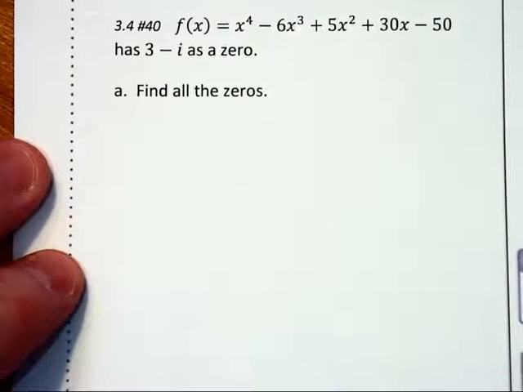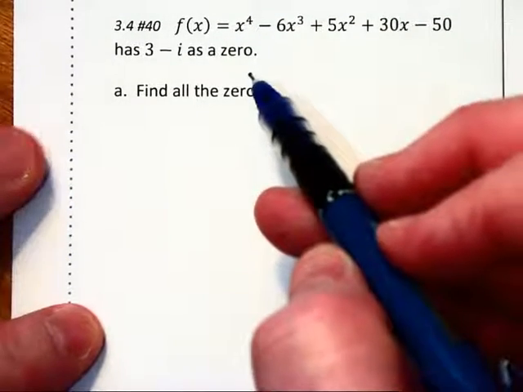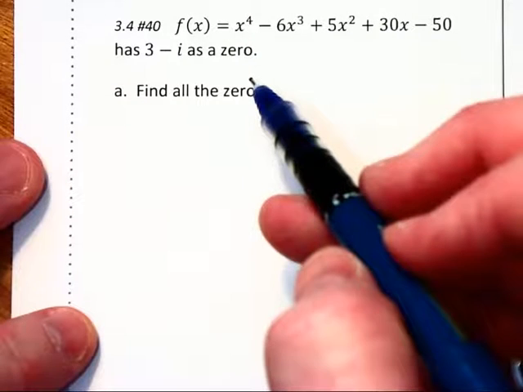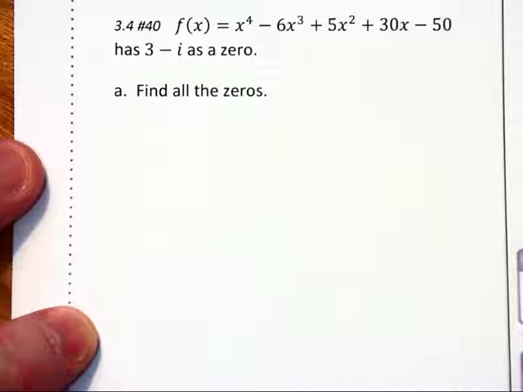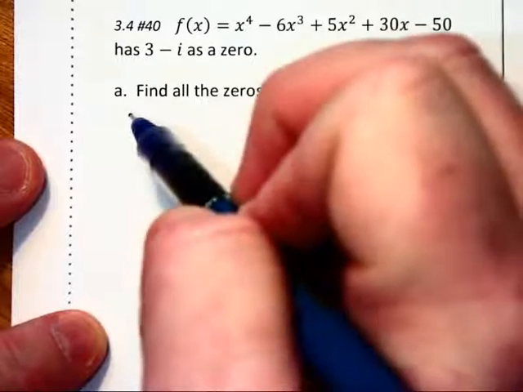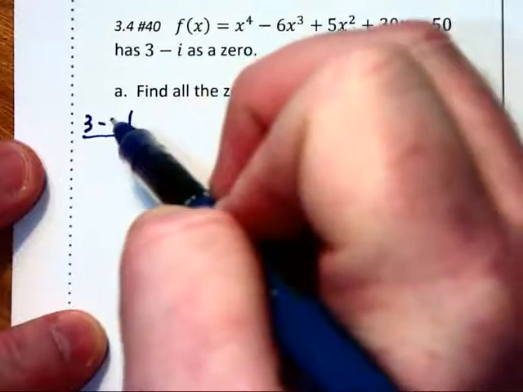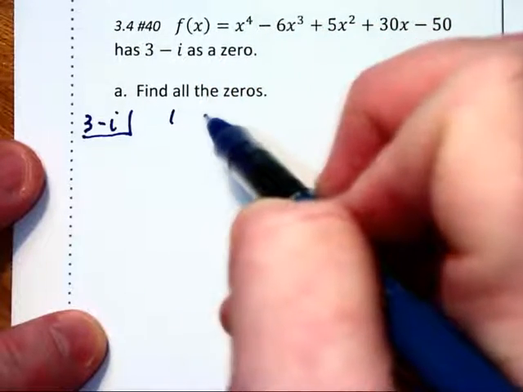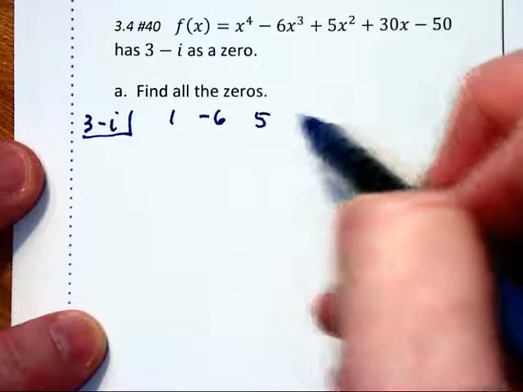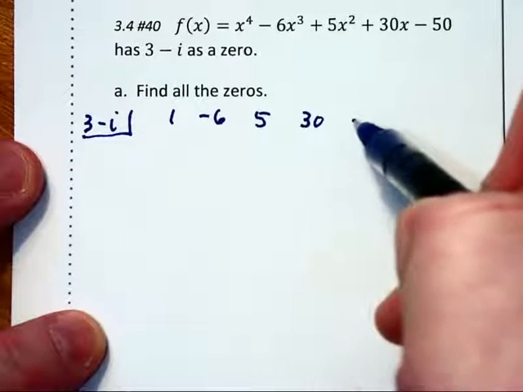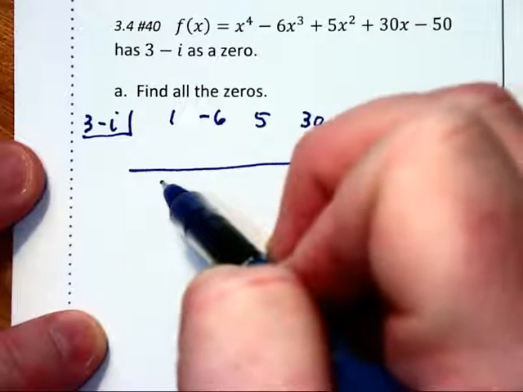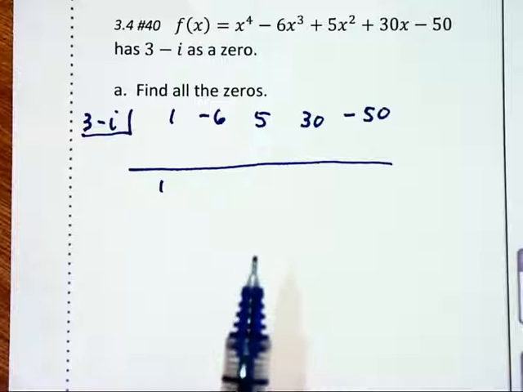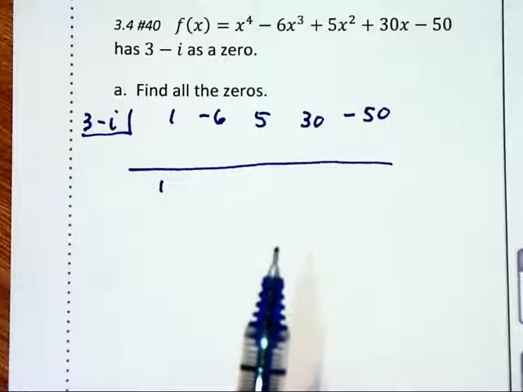So here we go. They're telling us 3 minus i is a 0. We know that 3 plus i will also be a 0, but they're asking us to do this the long way here. So here we go. 3 minus i is a 0. We're going to have 1, negative 6, 5, 30, and negative 50 as our coefficients. We're going to bring down our leading coefficient of 1 there, and we're going to begin this multiplication process.